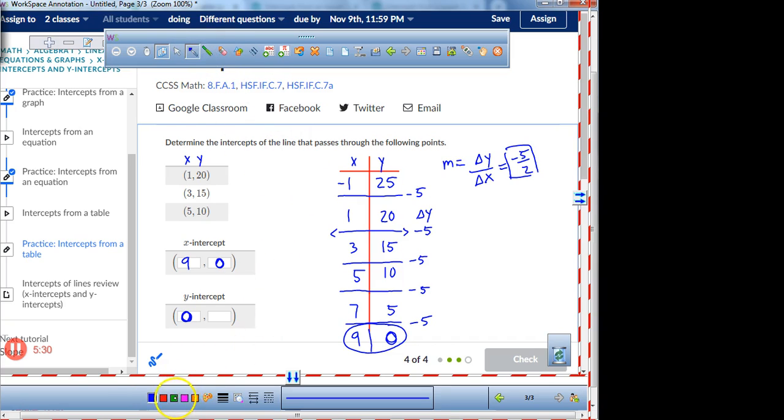I want to find, like, between a 1 and a negative 1. That's what I want to find. I want to find this 0 between it. So I kind of need to split the difference here.